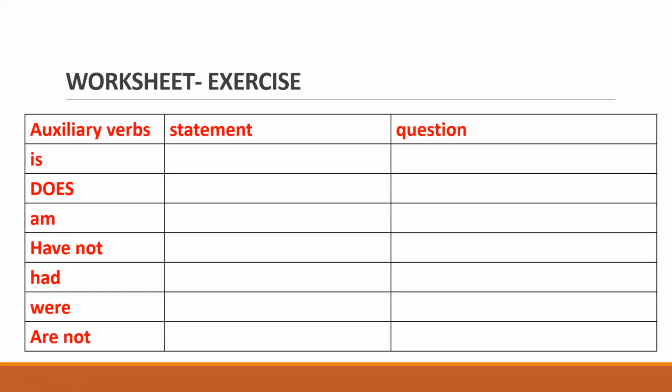Now, finally, we have come to the end where I have the worksheet for you. All you need to do is, I have given the auxiliary verbs. I want you to make a positive statement and then convert it into a question. Again, a negative statement and then convert it into a question.